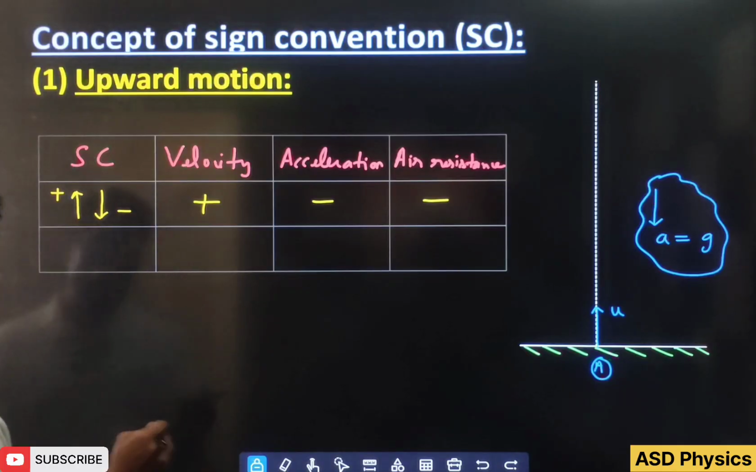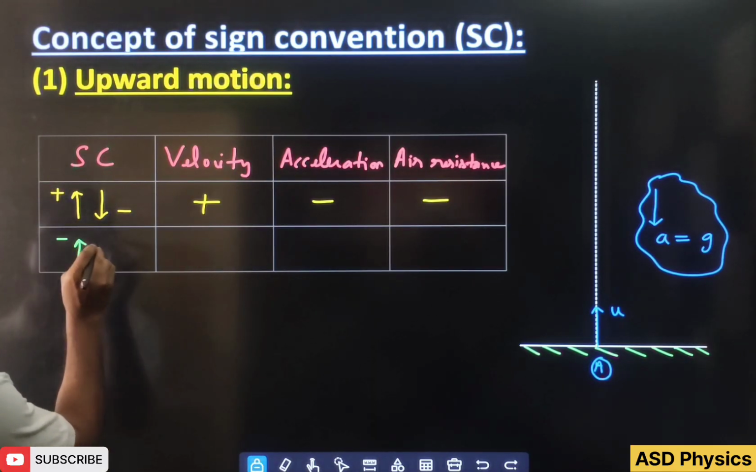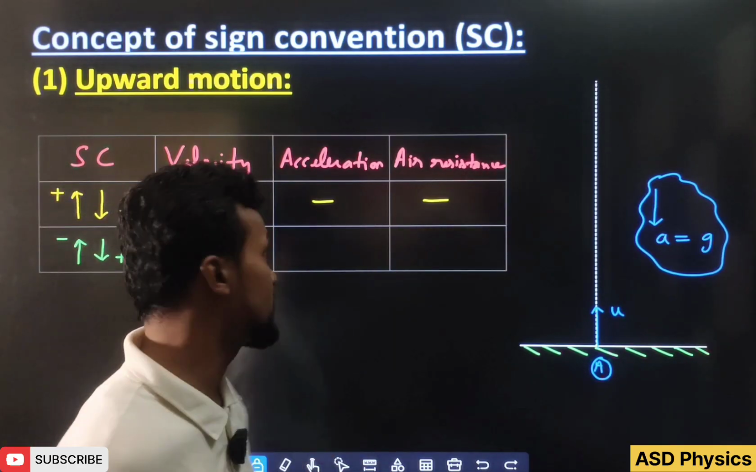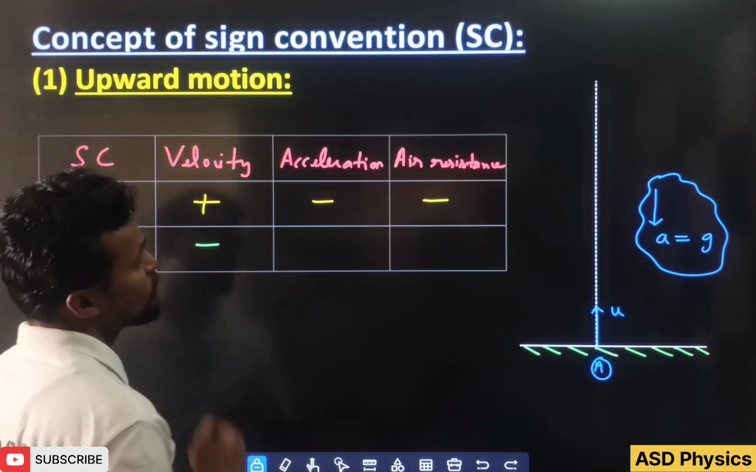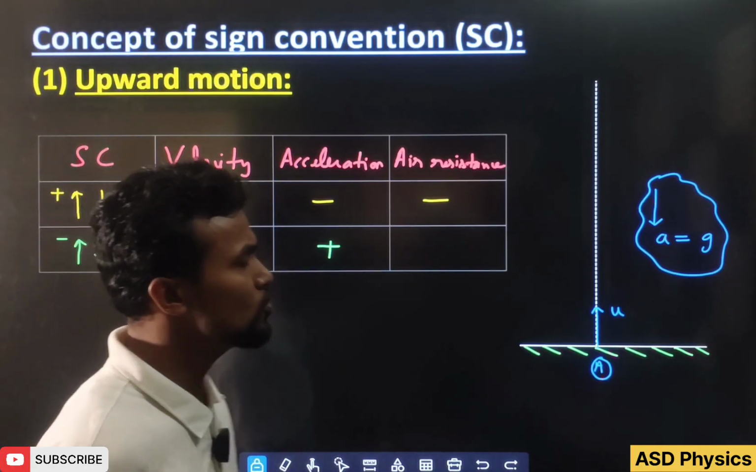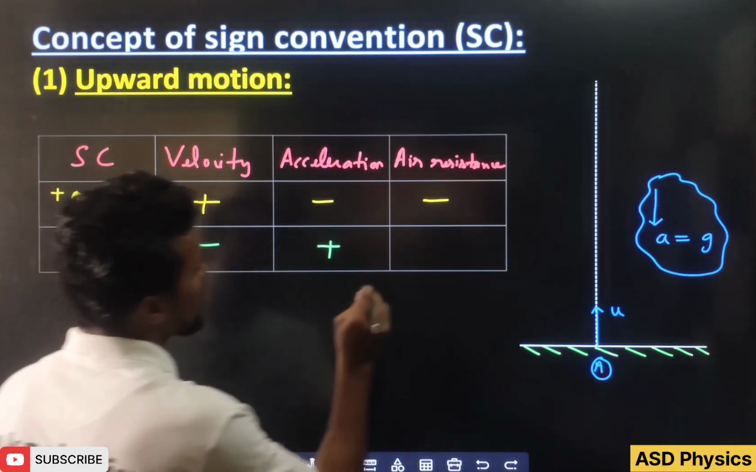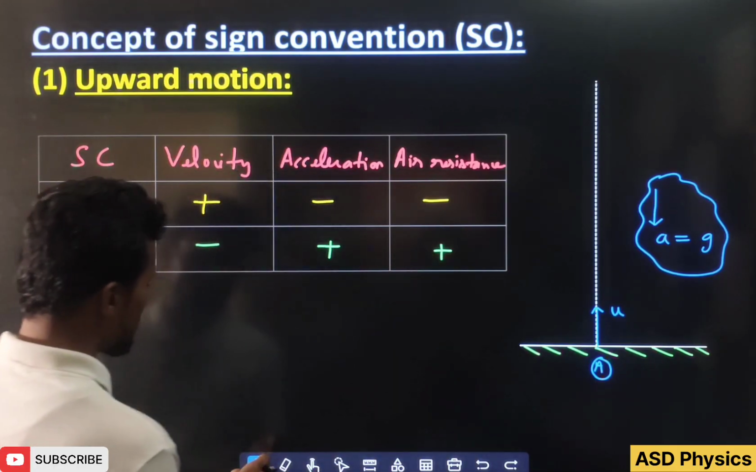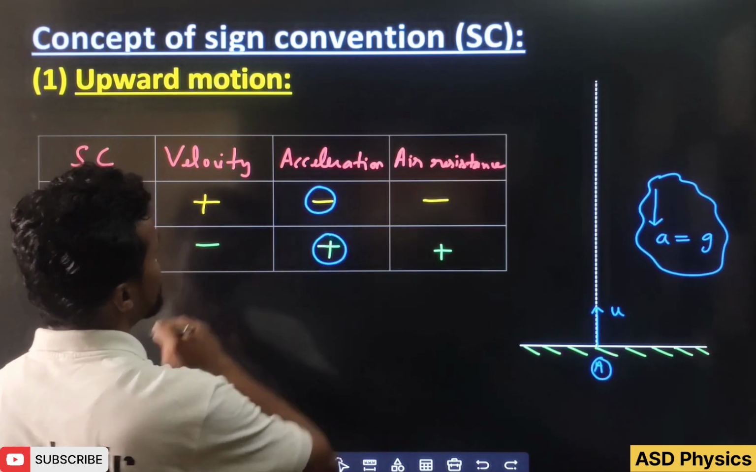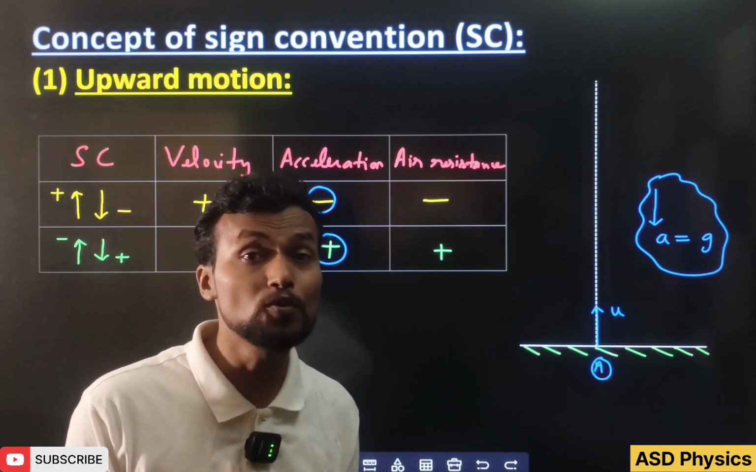Similarly, if I take a different sign convention, let's take upward negative and downward positive, then the velocity u will become negative, acceleration will become positive, and as I have told you, when the body goes upward, air resistance acts in the downward direction, and downward is positive, that means air resistance is also positive. So you can see very well, acceleration can be negative also, acceleration can be positive also, depending upon the sign convention. That's why I have written a equal to plus or minus g.